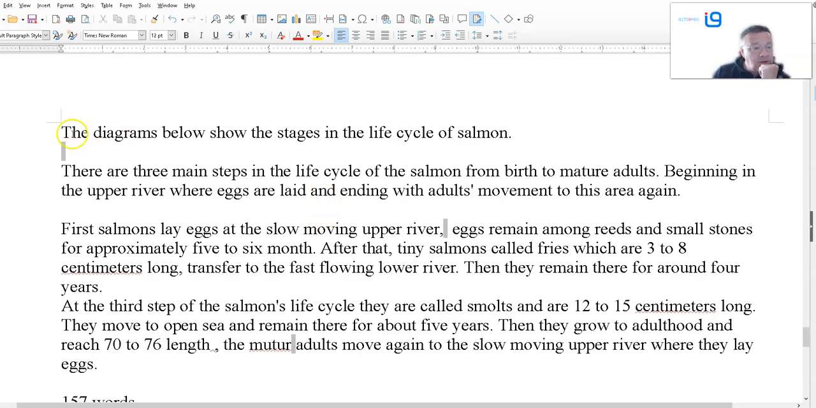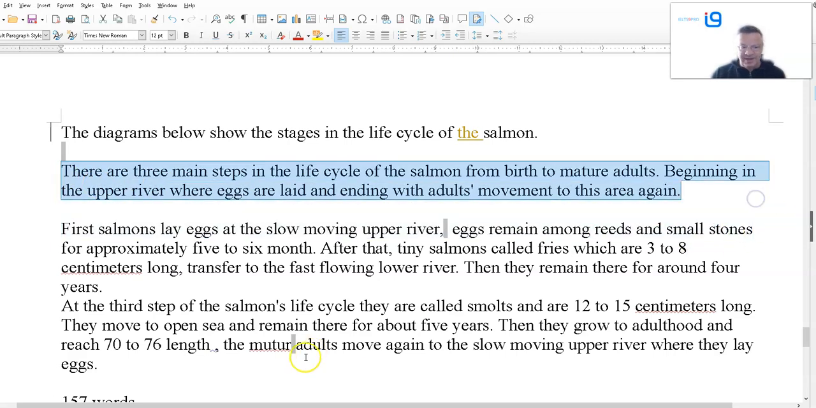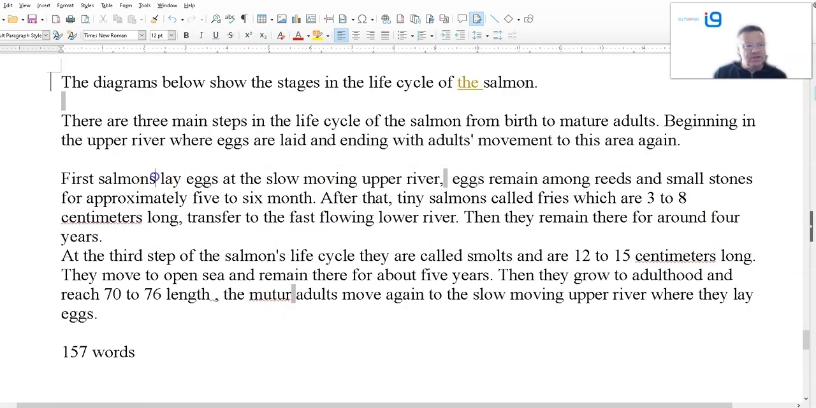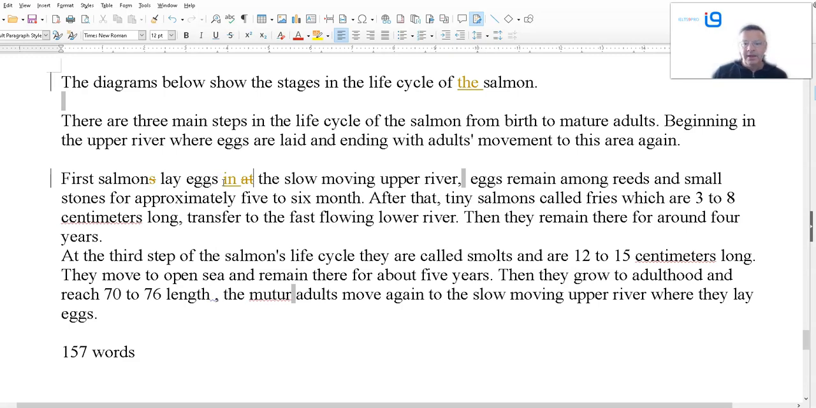157. Okay, of the salmon. 3 main steps. What was actually 4. Movement to this area again. Okay, that could be better. Only 157 words. Firstly, salmon lay eggs at slow moving. What at? Well, you usually lay it in. It's not at. Lay eggs in the slow moving upper river.